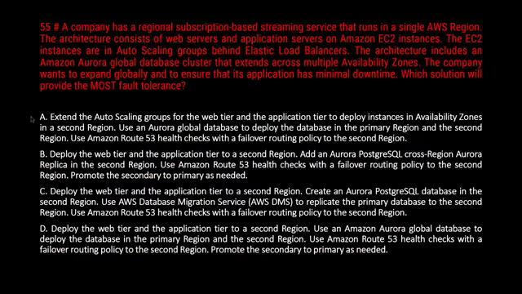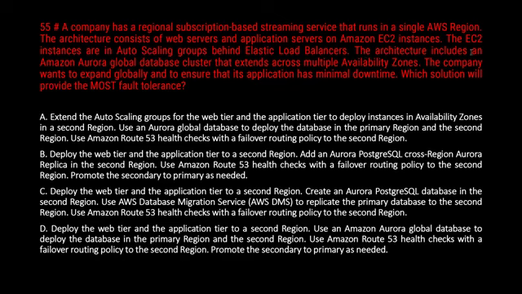55. A company has a regional subscription based streaming service that runs in a single AWS region. Think of it as like Netflix. The architecture consists of web servers and application servers on Amazon EC2 instances. The EC2 instances are in auto-scaling groups behind an Elastic Load Balancer. So this is a typical architecture, right? Outside user requests, then you have ALB, then you have auto-scaling, then you have your EC2s. But only in one region. Maybe multiple availability zones, but still one region.